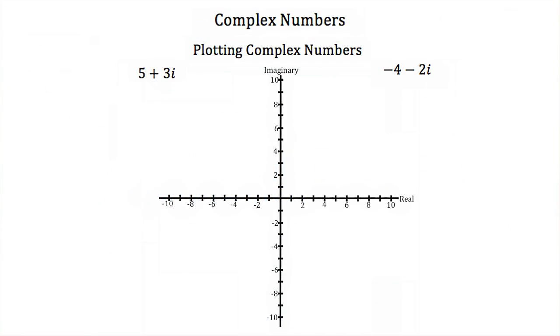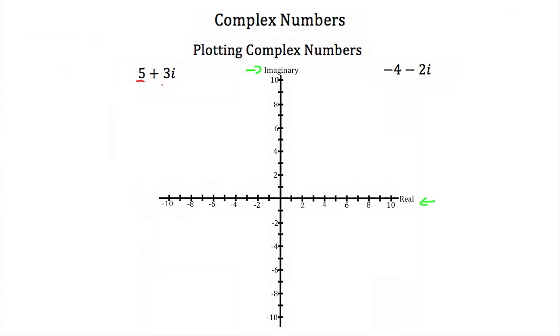Now let's talk about plotting complex numbers. When we plot a complex number, this is just like plotting it on an x and y axis, except this time our axis is made up of an imaginary axis on what's usually the y and a real axis on what's usually the x. And then to plot this, we take our real part and we go to that on our real axis.